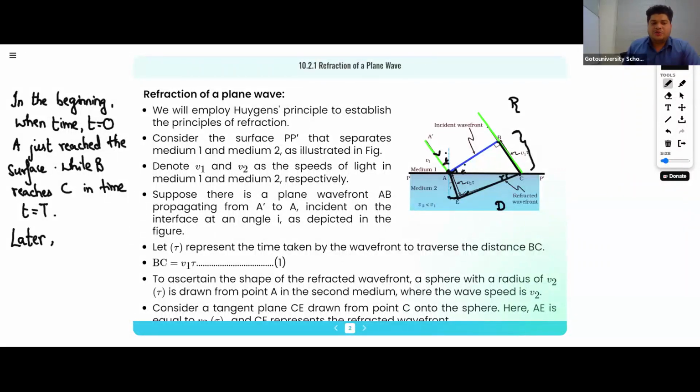Later, A will produce its secondary wavelets. Yes, here I will write, let speed of light in medium 1 be V1, and let speed of light in medium 2 be V2.